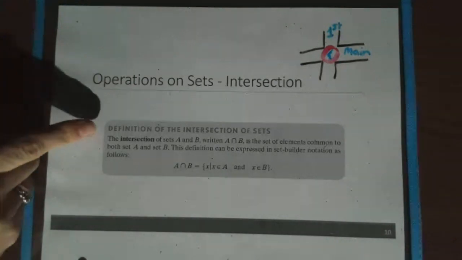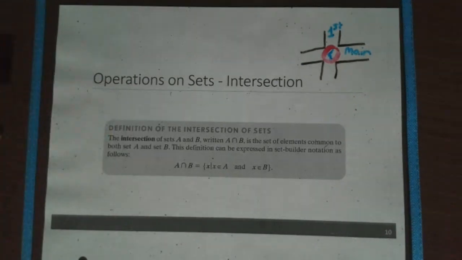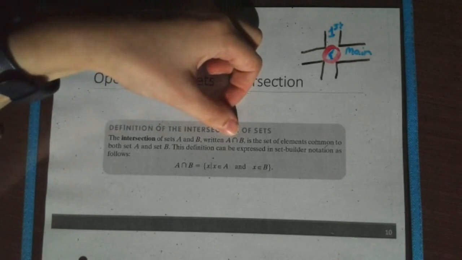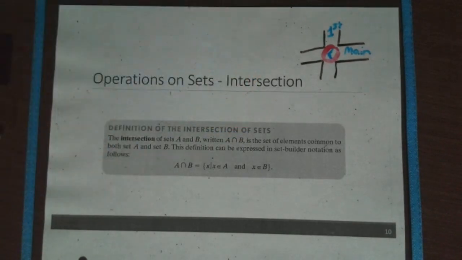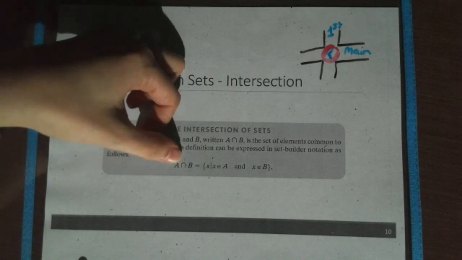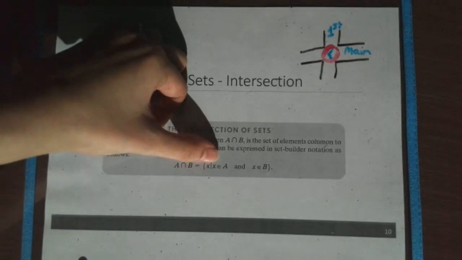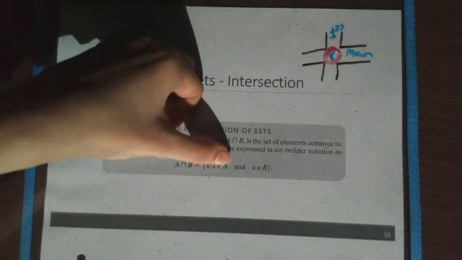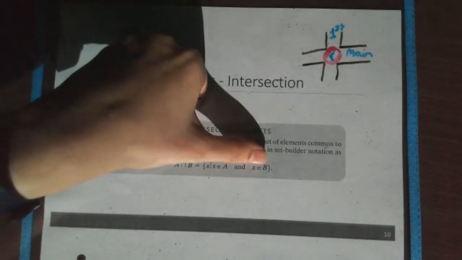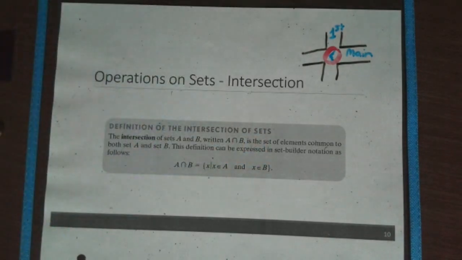Mathematically, the intersection of sets A and B, written A upside down U shape B, is the set of elements common to both set A and set B. This definition can be expressed in set builder notation as follows. A intersect B is equal to the set of x such that x is an element of A and x is an element of B. So what you need to take from this is that intersection means and.